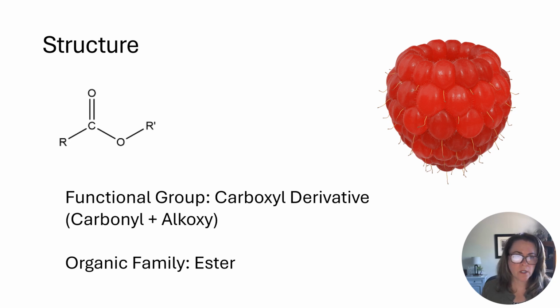All right, so first we're going to talk a little bit about the general structure. An ester is a combination of a carbonyl and an alkoxy. So you can see that right here, we have our carbonyl and we have our alkoxy. So the functional group is a carboxyl derivative, and our organic family or molecule type is an ester.